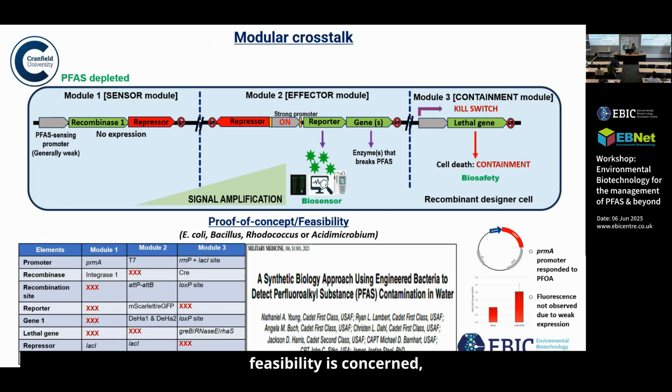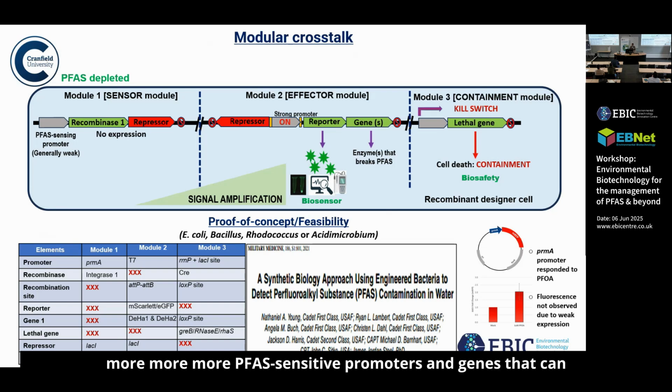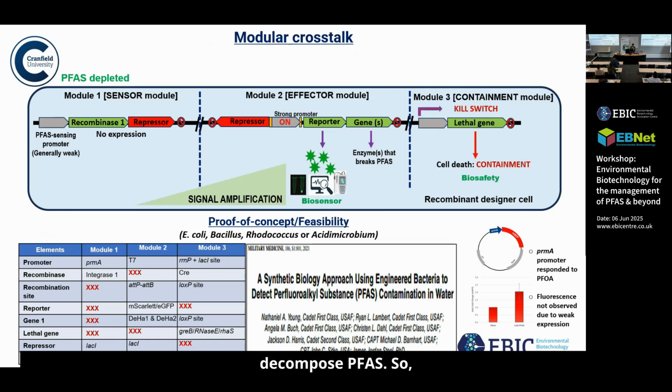Now, as far as feasibility is concerned, most of the genetic elements are already available, but the two main factors are a PFAS sensing promoter for module 1 and a PFAS decomposing gene. This article describes the PRMA promoter, which has been shown to be inducible by PFAS, and it showed a very weak level of expression, but we can make use of this promoter, since in this model the signal is amplified through this recombination-based switching. If we can explore more promoters, we can talk with the Princeton colleagues to explore more PFAS-sensitive promoters and genes that can decompose PFAS.